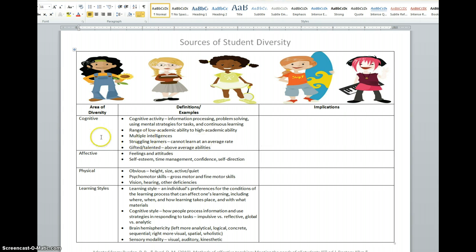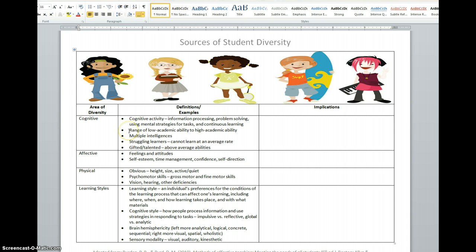All right, so let's get started with the first area, which is cognitive, having to do with the mind and the brain. And as far as the definition, this includes a broad range of things. It could be information processing, the speed and the way that students process what you're saying so that they can do it or so that they understand it. It could be talking about problem solving, mental strategies, or how they learn in general.